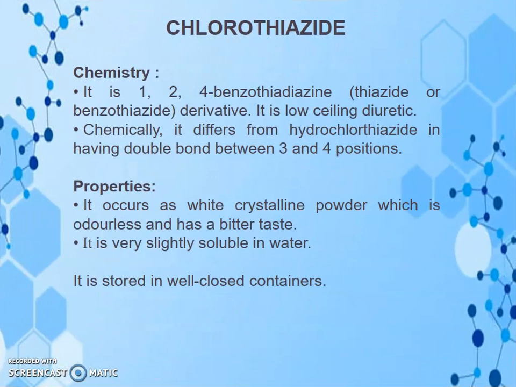Now let's start with the individual monographs. The drug is chlorothiazide. Chemistry: it is a 1,2,4 benzothiadiazine, a thiazide or benzothiazide derivative. It is a low ceiling diuretic. Chemically it differs from hydrochlorothiazide in having a double bond between the 3 and 4 position. That means in hydrochlorothiazide there is an absence of a double bond between the 3 and 4 position.